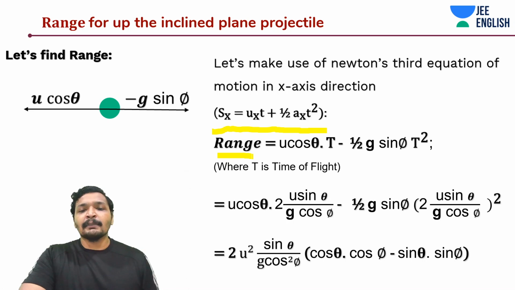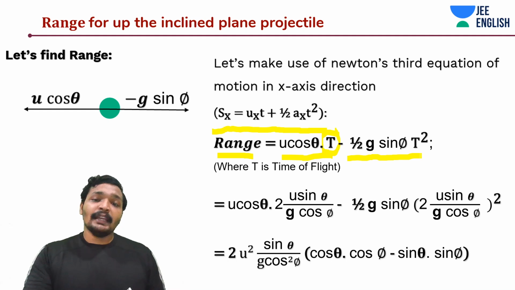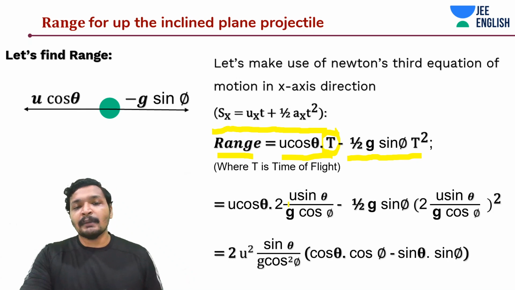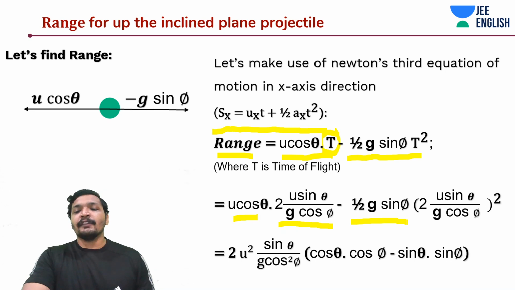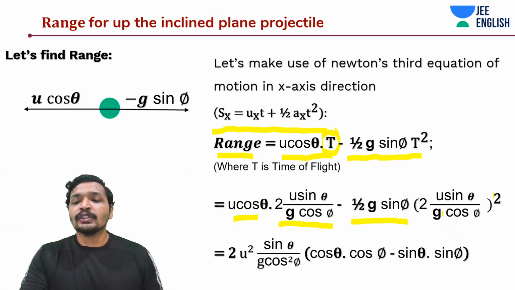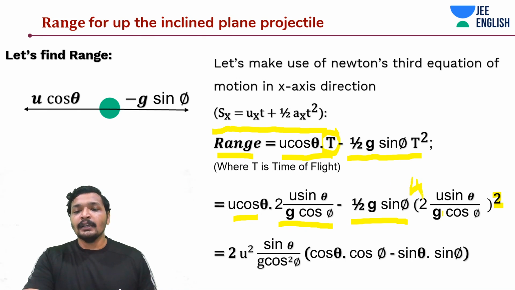So you'll find out that range is nothing but u cos theta into the total time of flight, which we found out, minus half g sin phi t squared. Again, t is the total time of flight. So if you substitute the time of flight, which is 2u sin theta by g cos phi, it becomes u cos theta into 2u sin theta by g cos phi minus half g sin phi into (2u sin theta by g cos phi) whole squared. This would become 4 after you open up the square, but this half would cancel out and make it 2.